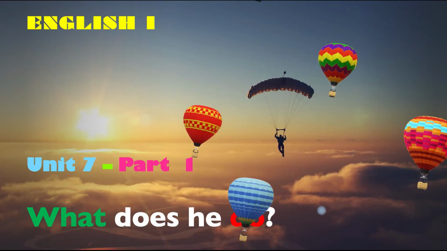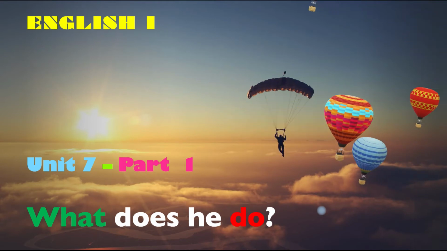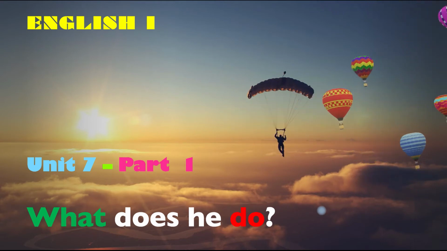Hello, TA Younghee. So Younghee, in the picture, what does he do? He's falling. But he has a parachute. Is he parachuting? It looks like he is parachuting or he skydives. Skydive? Yeah. Wow. Or parachutes.